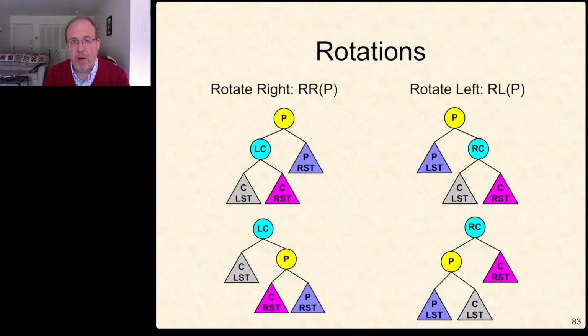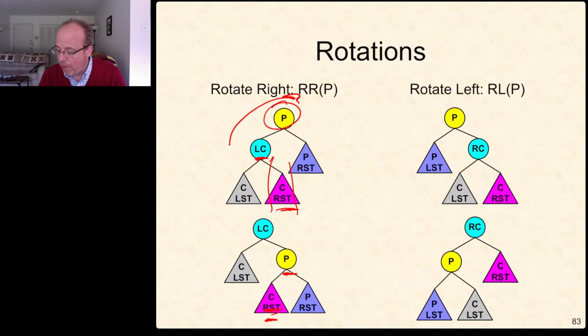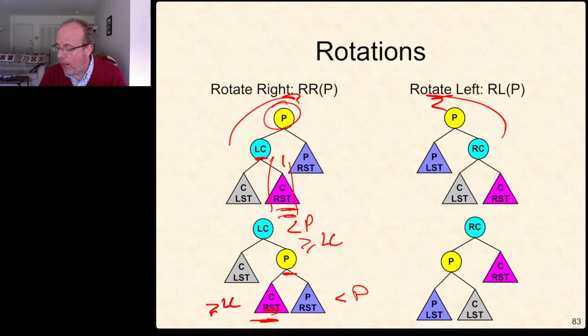And this is what this looks like in pictures. So if we're going to rotate right around P, then the right pointer of the left child becomes the left pointer of the old parent. And because this was in between, everything in here is less than P, but it's greater than or equal to LC, because that's where it is. Well, everything in that tree is still greater than or equal to LC, and it's still less than P. So this preserves the binary search tree order. And the same thing happens if we rotate left. So if we rotate left, the left subtree of the right child will become the right subtree of the old parent.